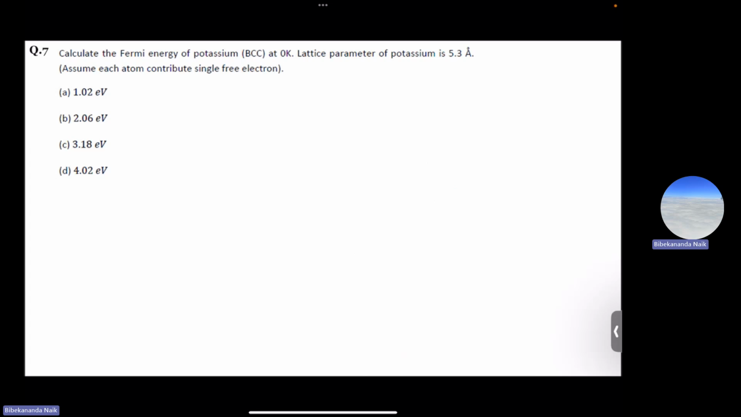In the previous questions, all the energies were calculated in terms of joule. Since here the options are given in terms of electron volt, we will convert joule into electron volt. I'll give a few minutes to try this question, and then I will discuss the correct option out of these four options.